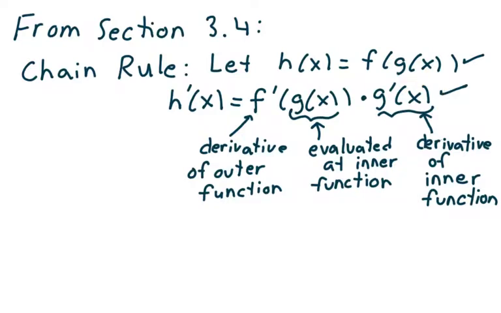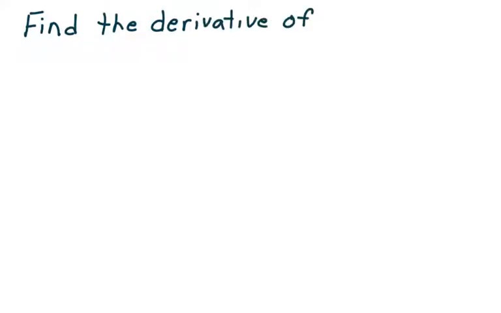And so what we're doing is we're taking the derivative of the outer function, we're evaluating it at the inner function, meaning g of x. And then we're going to multiply by the derivative of the inner function, which in this case is g prime of x. And with that in mind, we're going to look at some examples. So the directions say, find the derivative of the function.